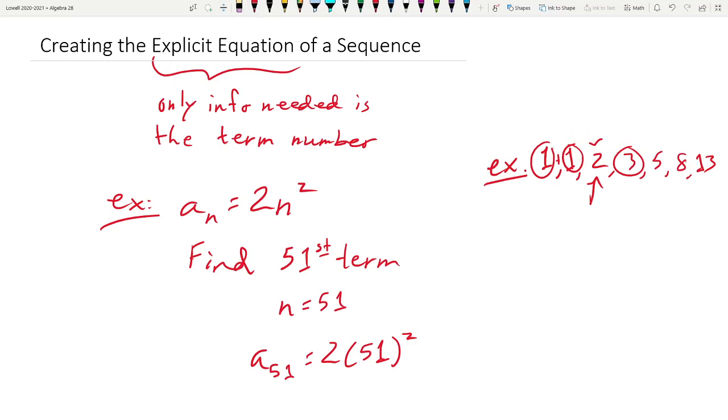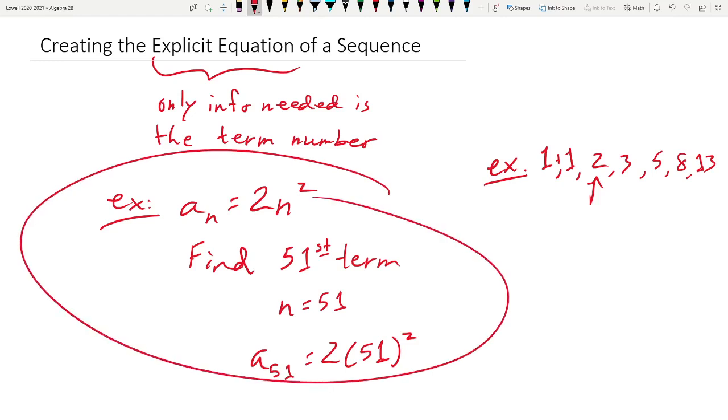So it's hard. I mean, there is a way, I believe, to actually get the nth term, but it's really, really hard. It's often easier to explain the Fibonacci sequence recursively we call it, meaning that the term you're looking for can be found based on what came before it. With this explicit equation, I don't need to know what any of the other terms are. I just need to know the number that I'm looking for.